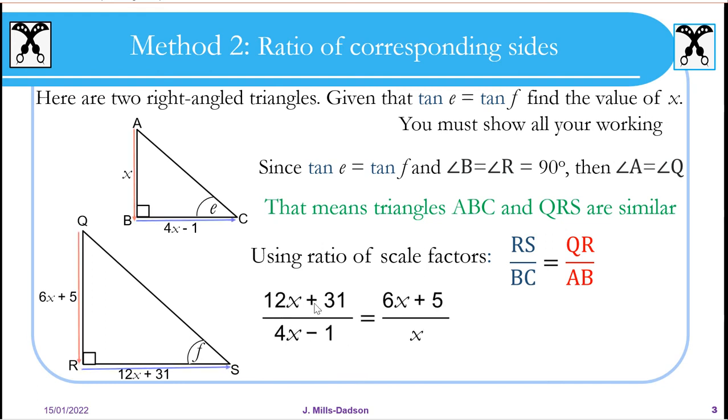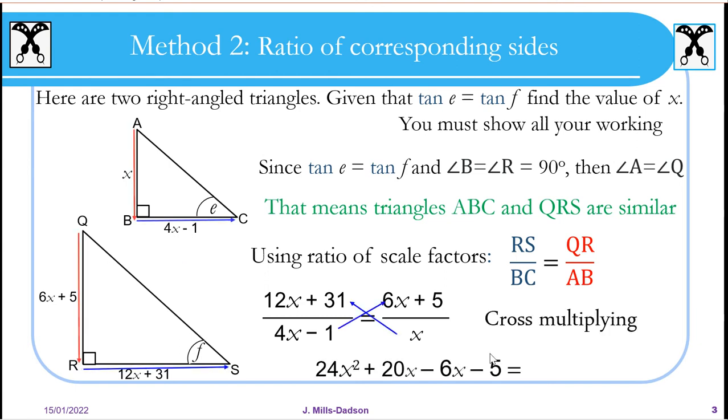So we have (12x plus 31) over (4x minus 1) equals (6x plus 5) over x. Somebody can also say the opposite: x over (6x plus 5) equals (4x minus 1) over (12x plus 31). They are all the same. All is consistency. You need to be consistent with what you are doing. Now you've got a simple equation, cross multiply.